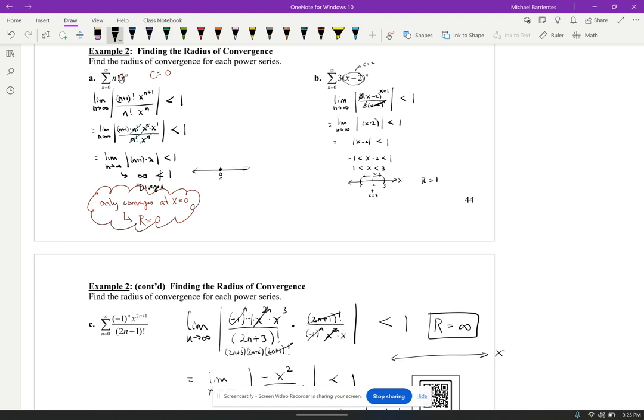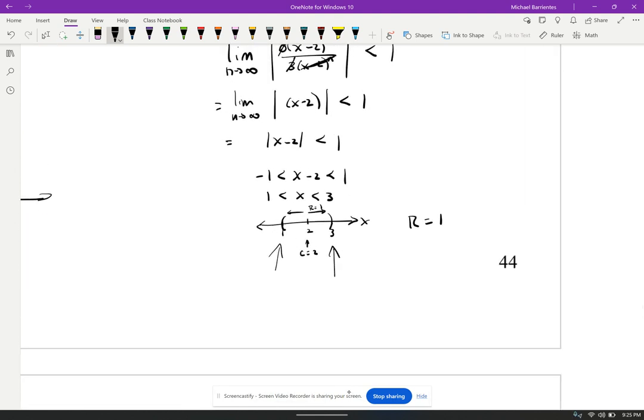In the next video, we'll talk about the interval of convergence and actually figure out what happens at the endpoints if it's a situation like letter B. What happens at the endpoints? Because all we did was find out that any point in between the endpoints, it will converge. But what about the endpoints? That happens in the next video.